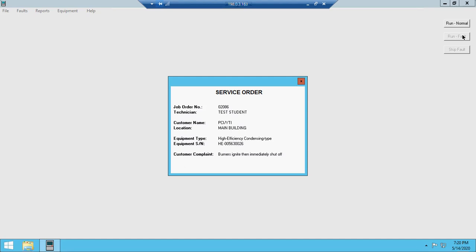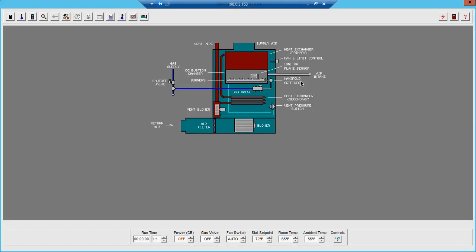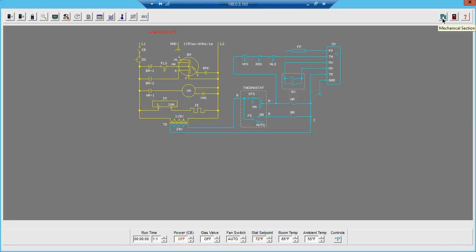We have to think about a service call in a very systematic way. The first thing that we need to obviously know how to do is we need to know the sequence of operation, and we need to know how a furnace works. So in order to do that, we need to study the electrical diagram of that particular piece of equipment.